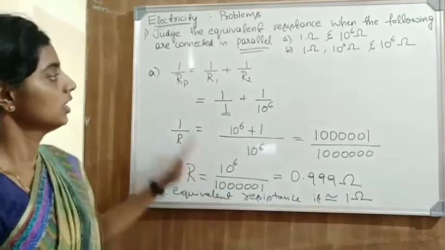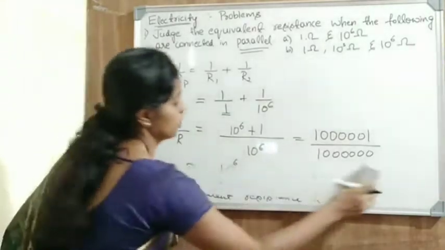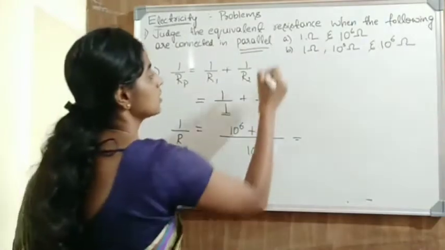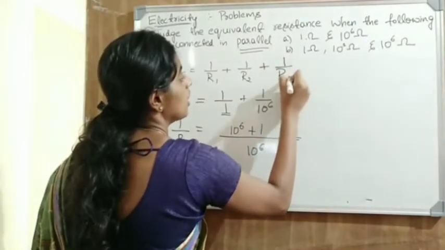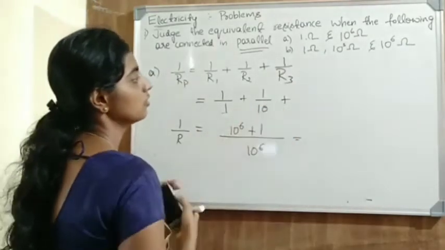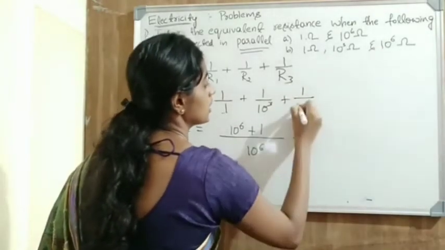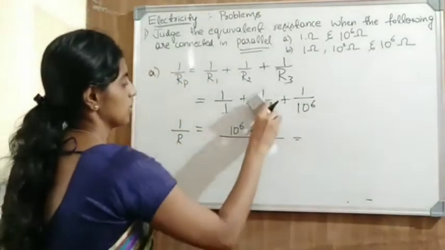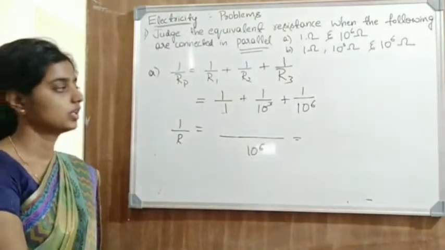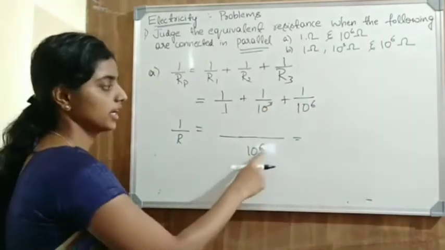This is the answer. Now in the same method, we need to solve for these three resistors. What we need to change? All we need to do is add one more term, that is 1 by R3. The first one we have 1 ohm, second one we have 10 to the power 3, and third one we have 10 to the power 6. Now what will be our LCM? Find out the LCM, we will get 10 to the power 6.